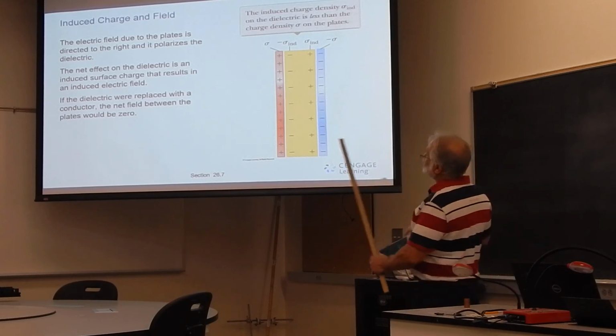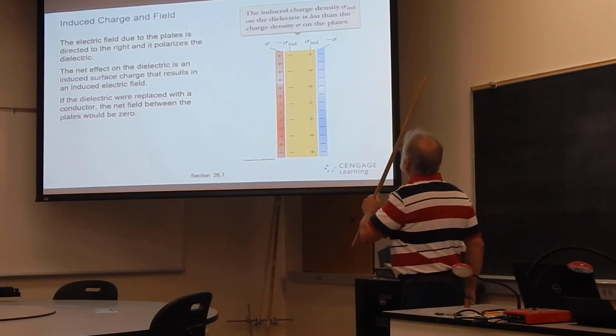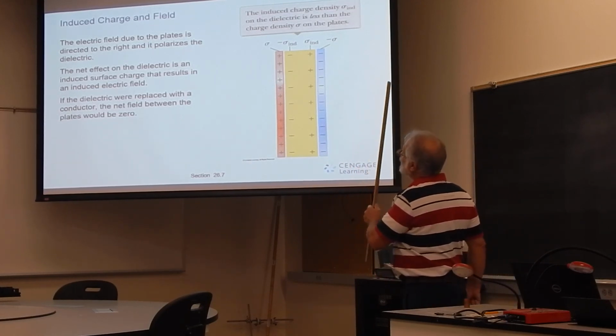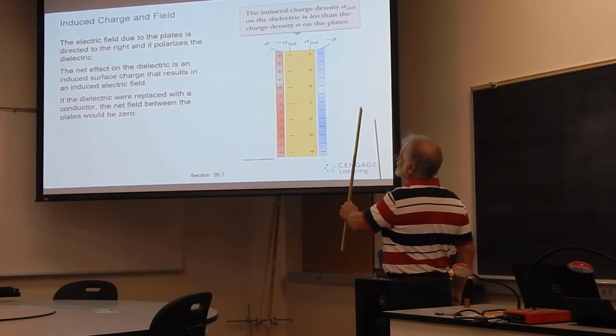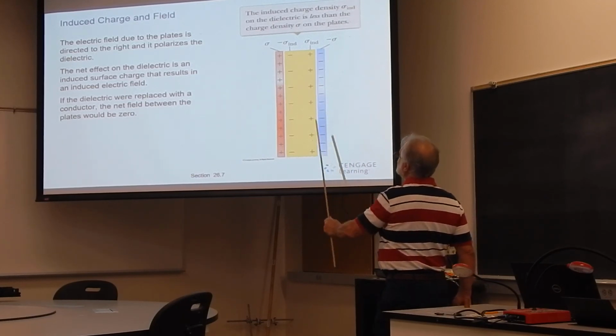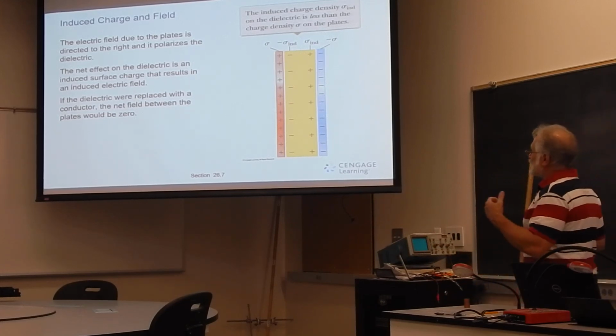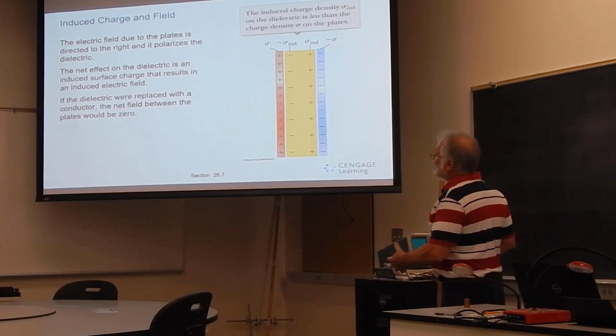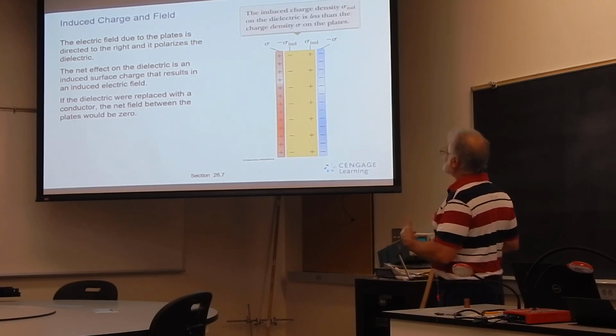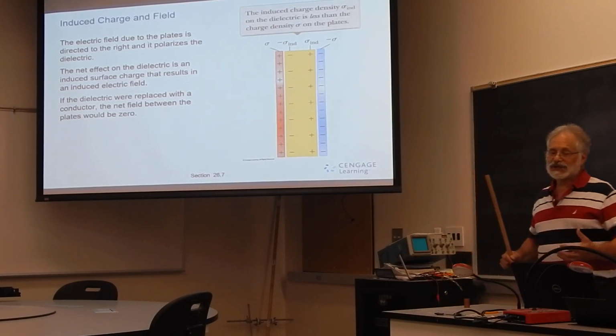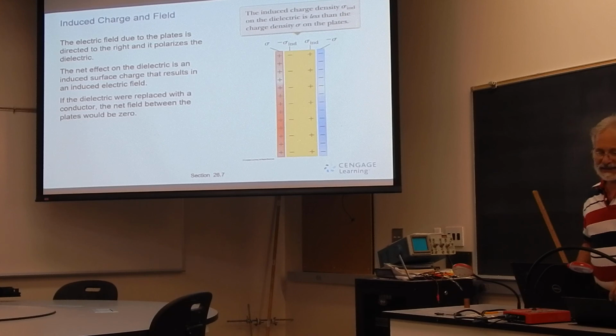So the electric field due to the plates is directed to the right. It polarizes the dielectric. The net effect on the dielectric is to induce an electric field that points to the left. Now, if we take the dielectric out and put a conductor in, of course, the net field between the plates would be zero, as we would expect from our knowledge of electrostatics.